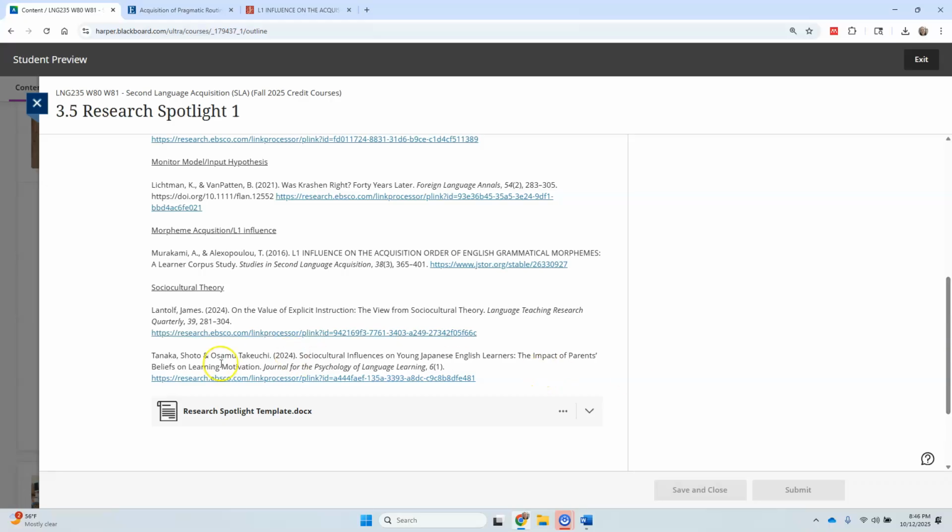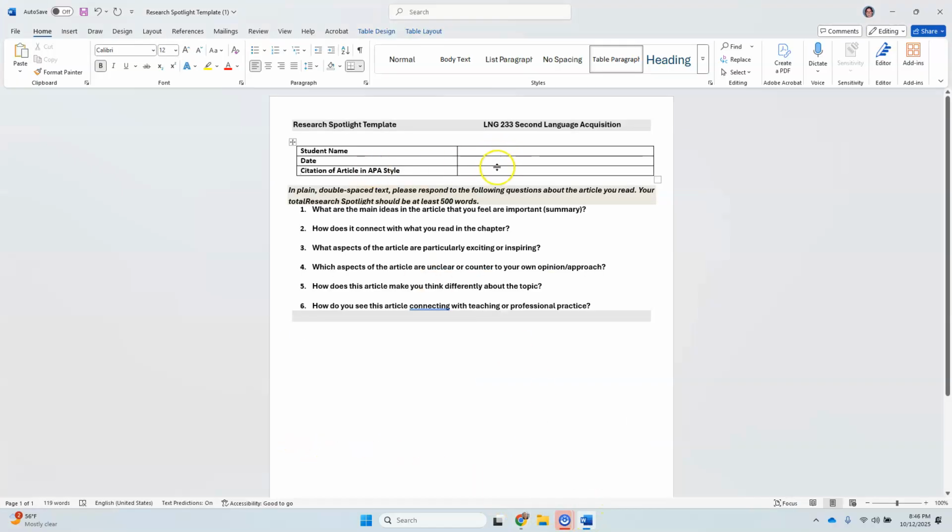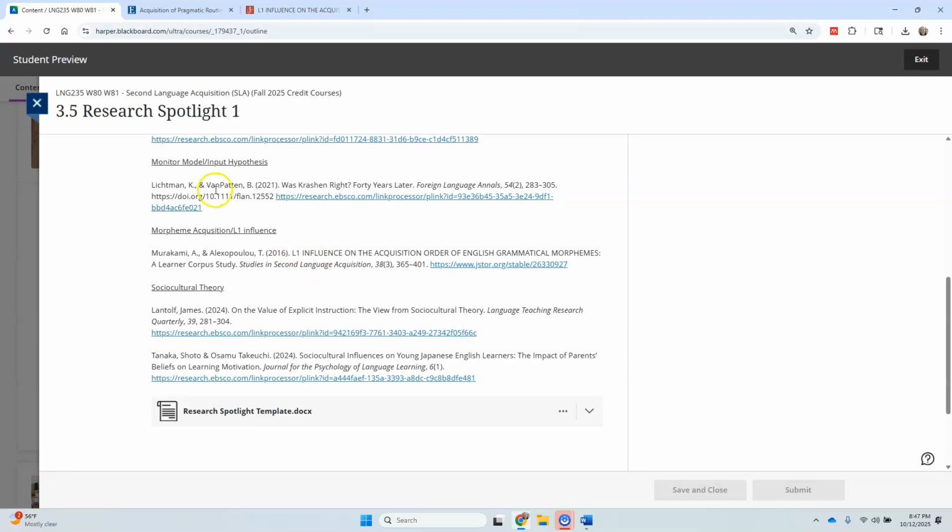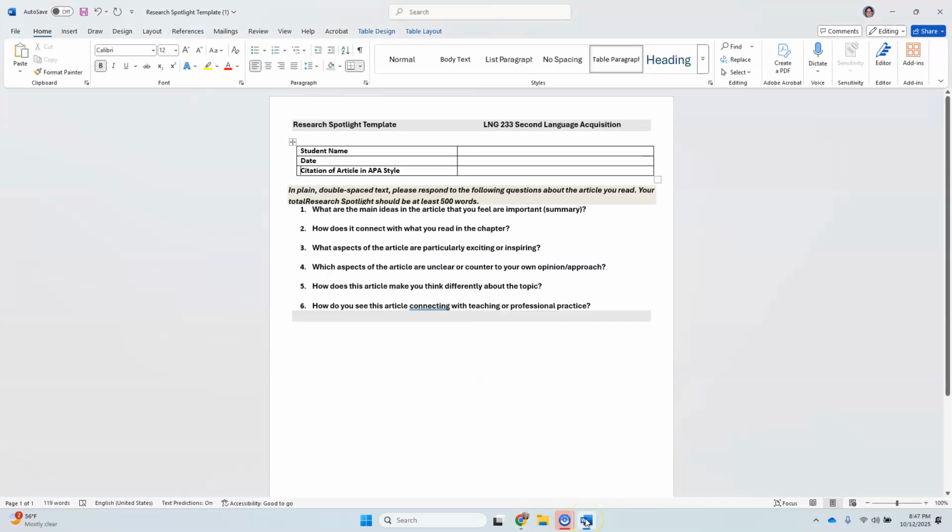So the most important thing I can tell you is please use this template. Use this template. Do not give me something that's not on this template. Download it. It looks like this. Put your name, date, and copy the article citation. If you have used the article citation from Blackboard, you can just copy and paste it. Otherwise, you can copy and paste it from the library database.